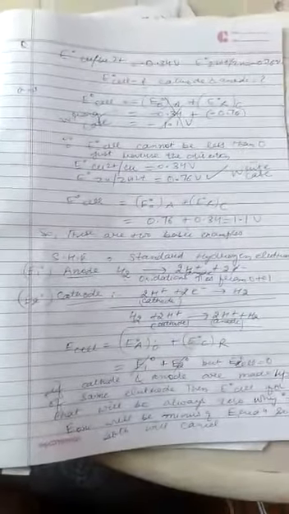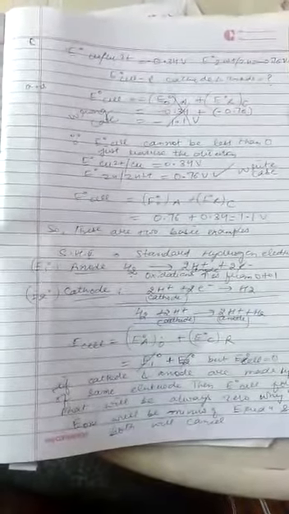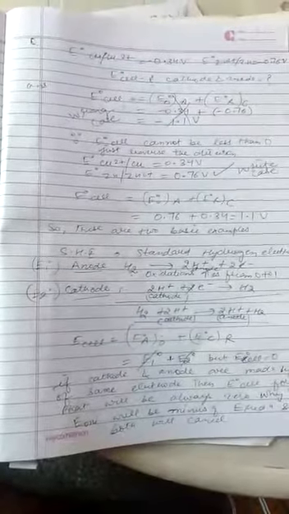Next question. E naught Cu by Cu2+ is equal to 0.34 volt. E naught Zn2+ by Zn is equal to minus 0.76 volt. Decide the cathode, anode and E naught cell.